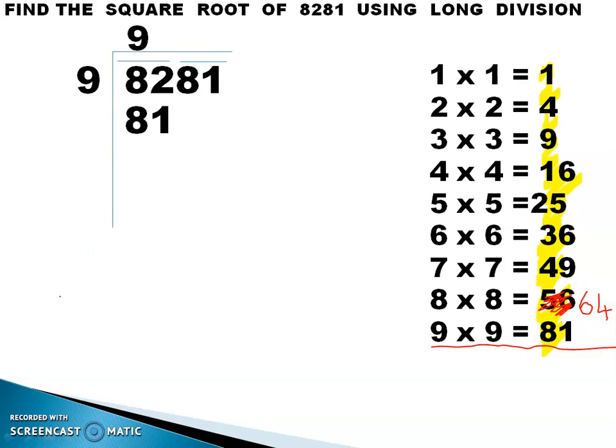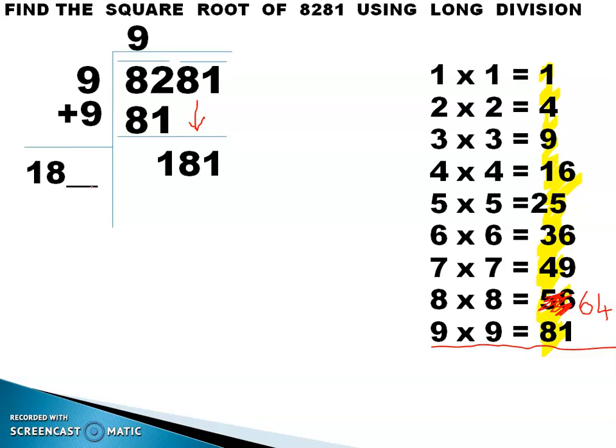Now, what is the next step? As usual, subtract. 82 minus 81, 1, and I took this pair down. Okay? Now, what is the next step? The same number you will add. Whichever number you have written here, you will add. 9 plus 9. What is 9 plus 9? 18. Okay, 9 plus 9, 18, and you will put a dash here.